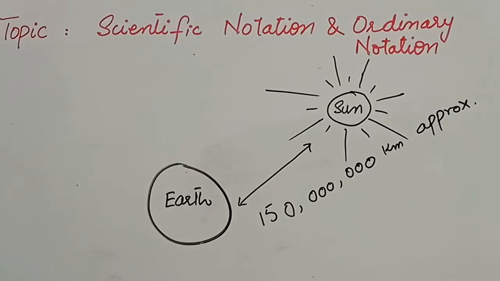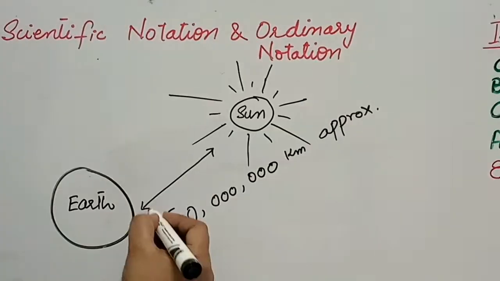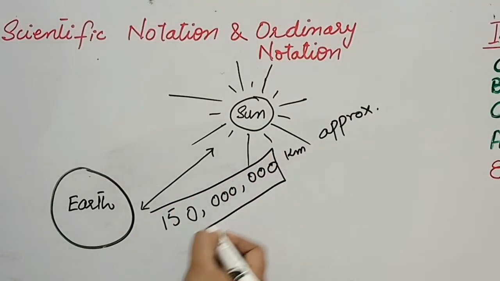Dear students, as you know, there are so many numbers that we use in science and technical work that are either very small or very large. For instance, the distance from Earth to Sun is approximately this. So this number is very large.